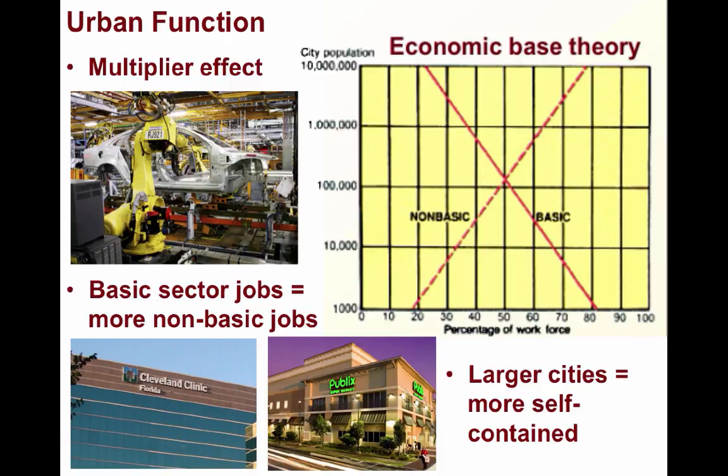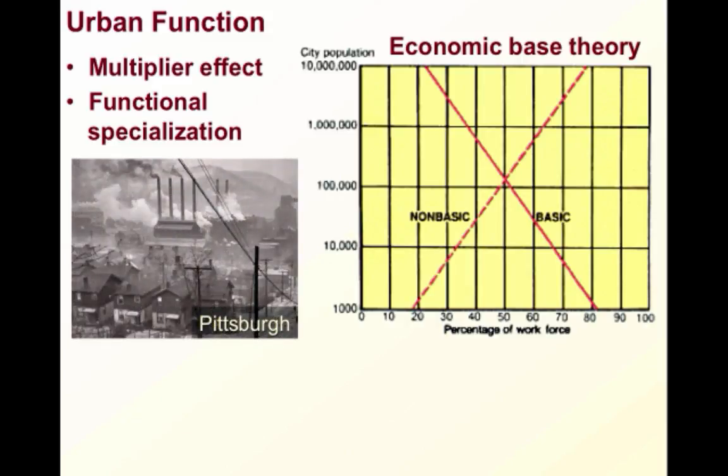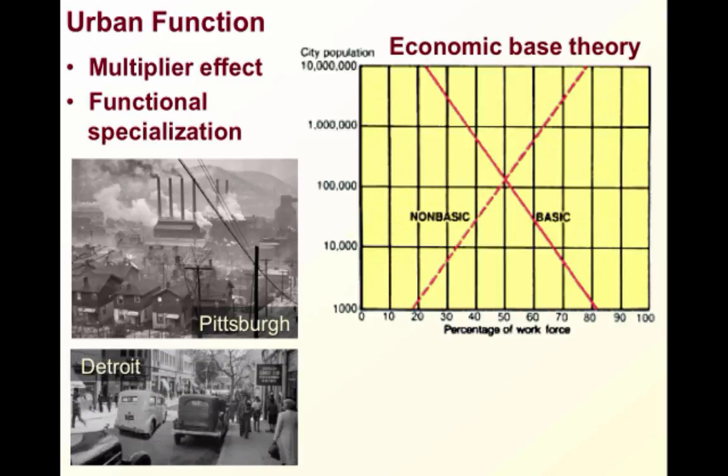Back in the 1940s, Chauncey Harris, who had done the multiple nuclei model and worked on the peripheral model, noticed that certain cities had a functional specialization. That is, many U.S. cities were closely identified with certain products. So, for example, talk about Pittsburgh steel or Detroit automobiles. But as urban centers grow, they tend to lose their functional specialization. So they become more diversified, and that can be seen along the economic base theory as well.